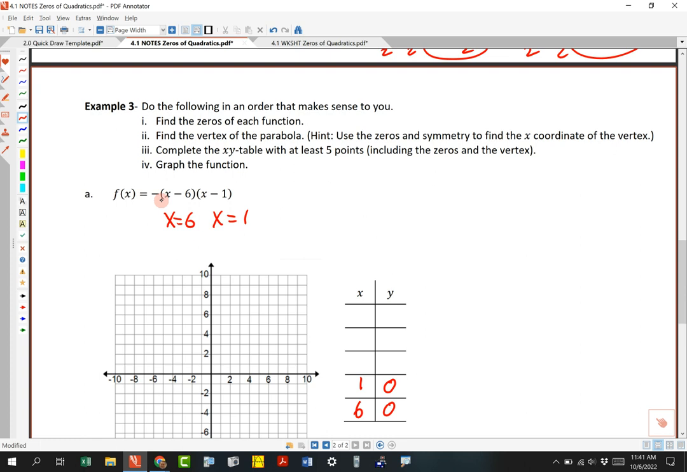And Mason, you shouldn't have your calculator out. Mason.